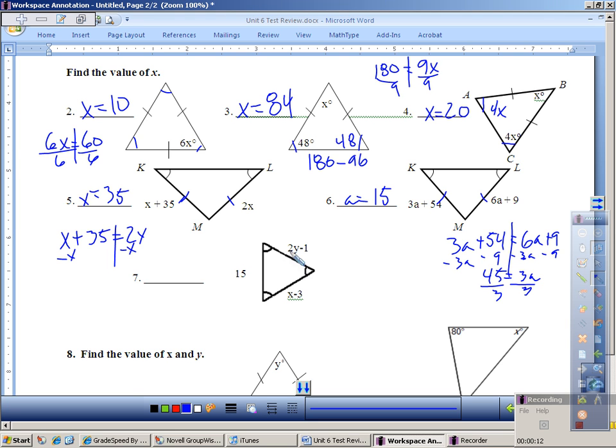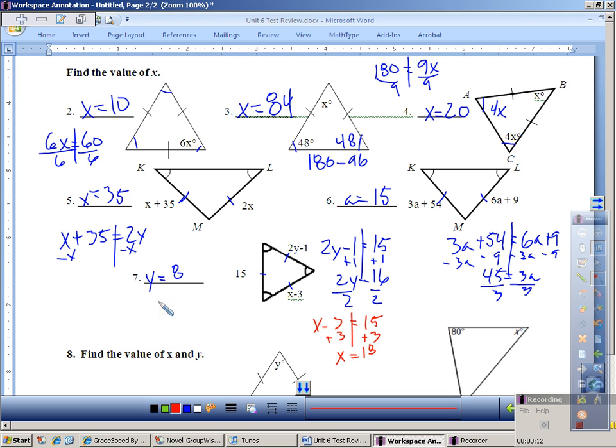Final one here, I see it's equiangular, which tells me it is also equilateral. So all three of these are equal to each other. I see I have 15 here, so if I set each side independently equal to 15, I can solve for the unknown variable. And y equals 8. The second one here, I have x minus 3 equals 15. And x is 18.